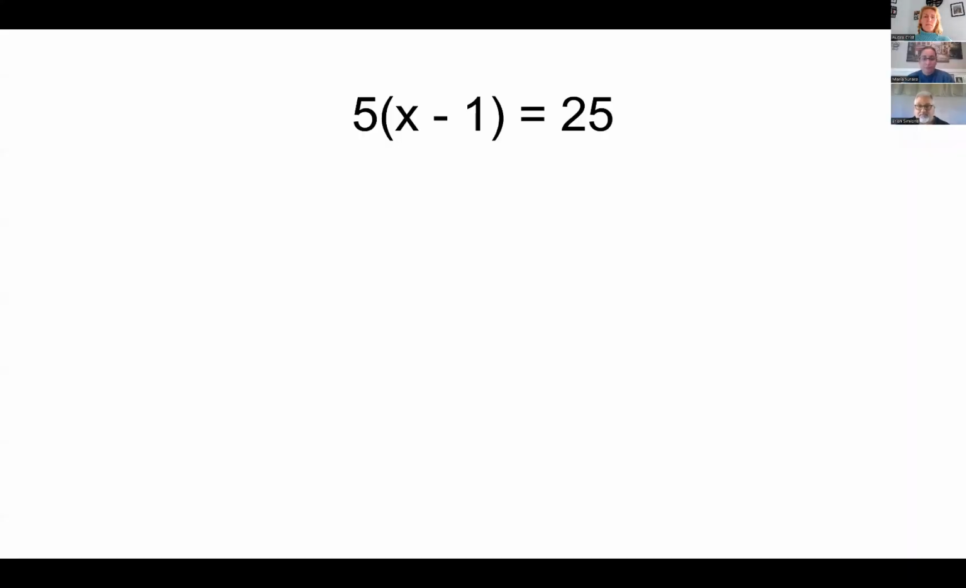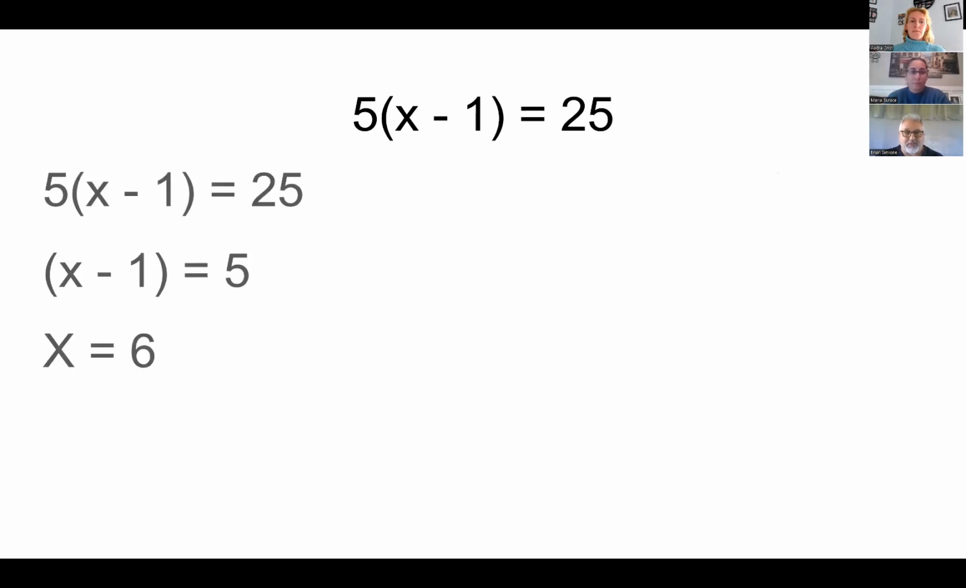Thank you, Audra. Recently, I was tutoring someone in Algebra 1, and they asked for help because they got a question marked incorrect. Here's what they did. The original problem was 5 times the quantity x minus 1 is equal to 25. They proceeded to immediately divide both sides by 5 to get x minus 1 is equal to 5, which led to the result x is equal to 6.